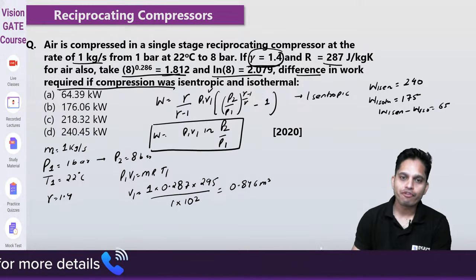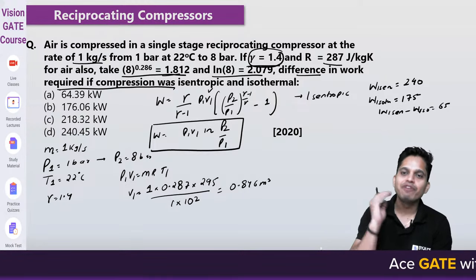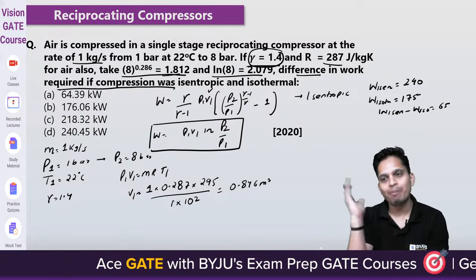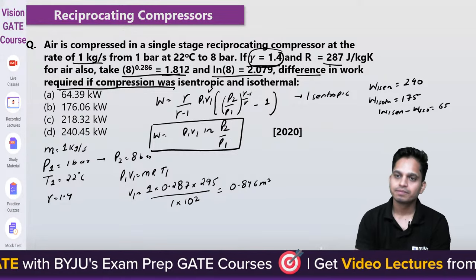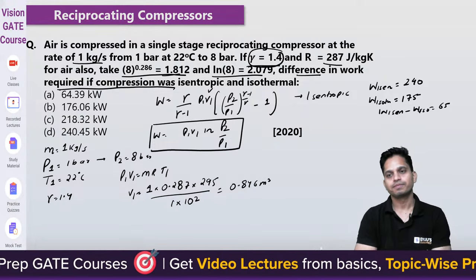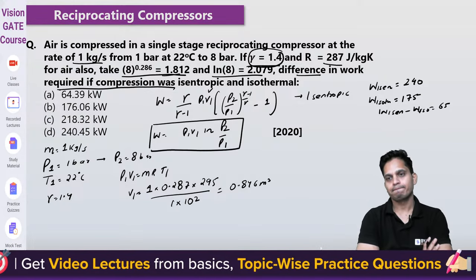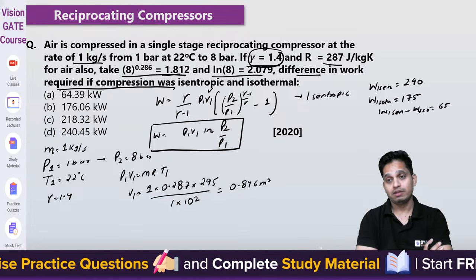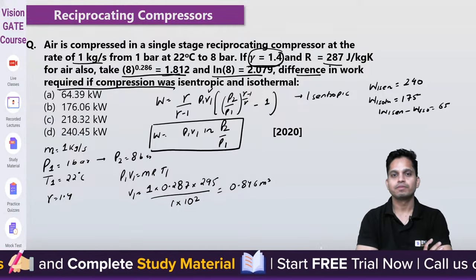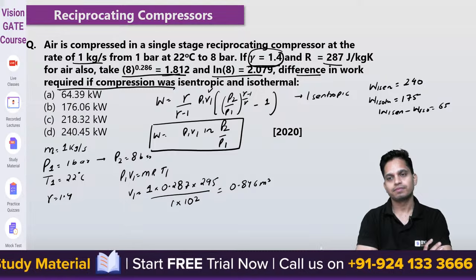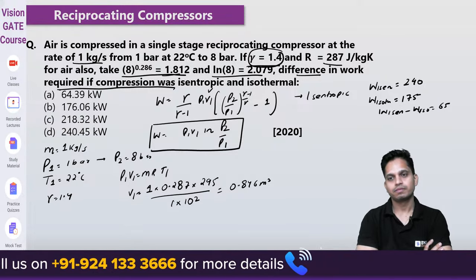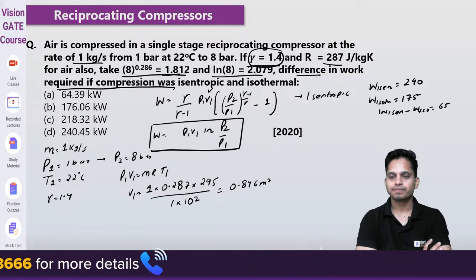But it is work of compression. So it will be V1 by V2. And V1 by V2, if you change, it will be P2 by P1. Simple. Understood? What equation you are saying, it is work output, but this is work input, work of compression. Got it?